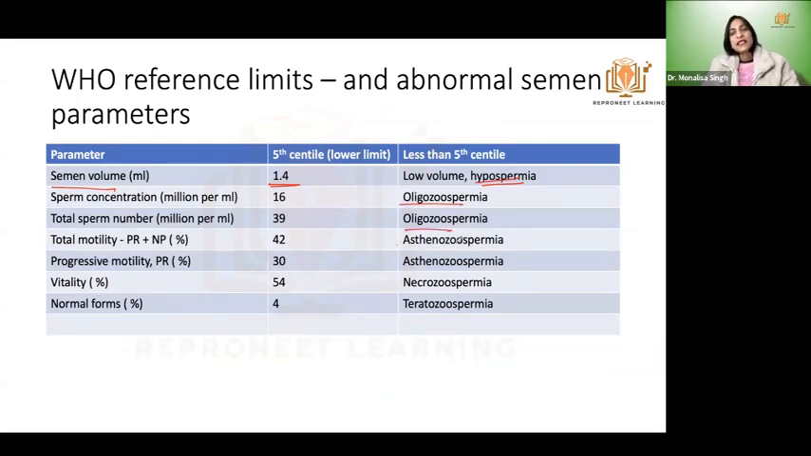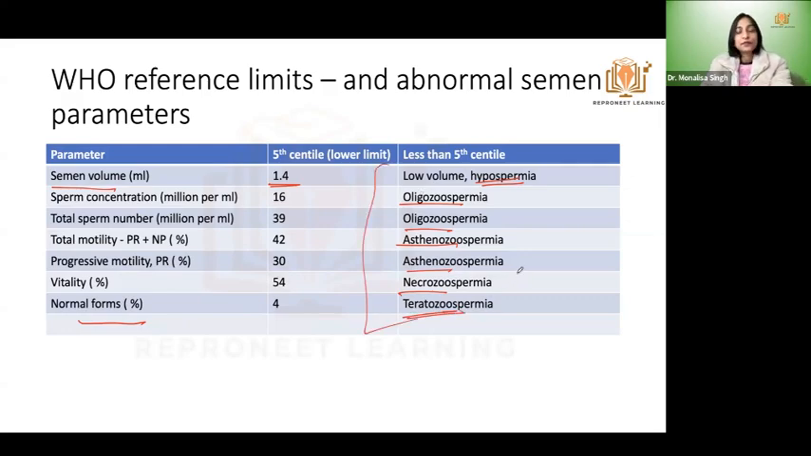Motility is low, asthenozoospermia. Vitality is poor. A lot of spermatozoa are dead. You call it necrozoospermia. Abnormal forms are more. Normal forms are less than 4%. You call it teratozoospermia. So these are the terms to understand.